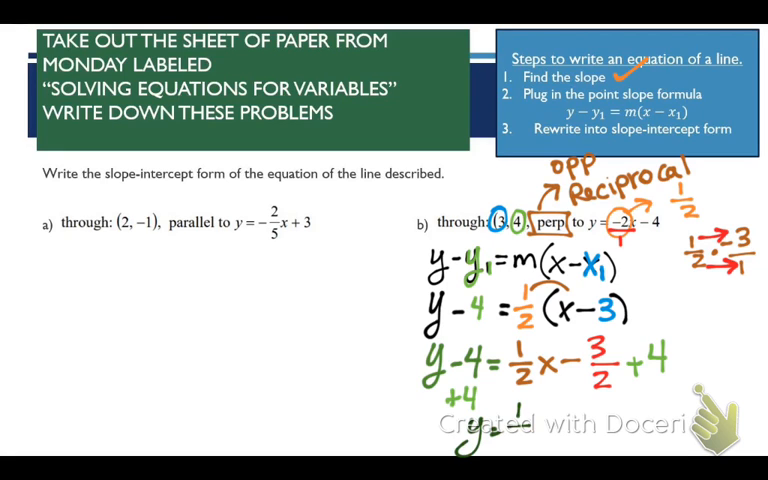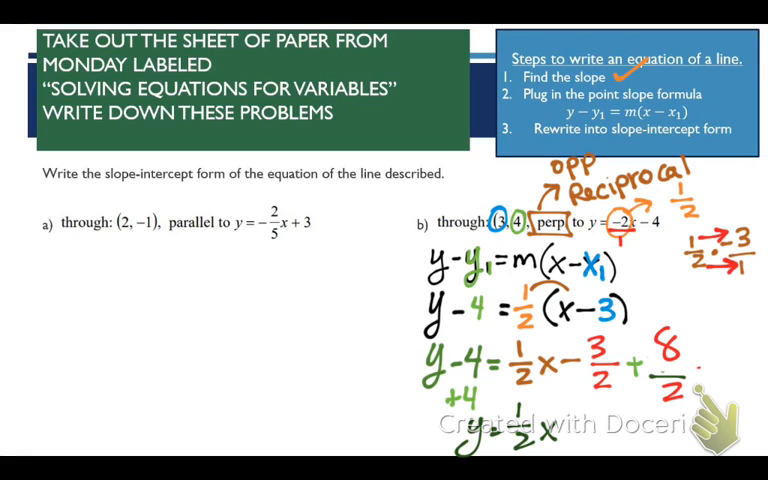So I have y equals 1/2 x. So now I need to combine minus 3 over 2 plus 4. What denominator does 4 currently have? 1. What do I want both of them to have denominators of? 2. So I need to multiply the top and the bottom of my second fraction by 2. So what's 4 times 2? 8. And then 1 times 2 is 2.